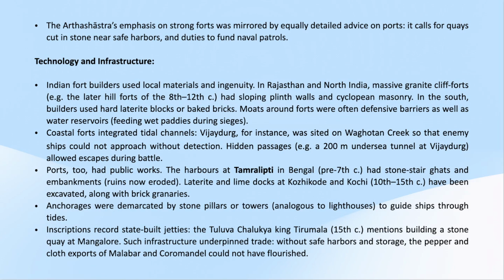The harbors at Tamralipti in Bengal had stone stair gates, and lime docks at Kozhikode and Kochi have been excavated along with brick granaries. Inscriptions record state-built jetties. The Tuluva Chalukya king mentions building a stone quay at Mangalore. Such infrastructure underpinned trade. Without safe harbors and storage, the pepper and cloth exports of the Malabar and Coromandel coast could not have flourished. So basically, these forts were not just centers of military infrastructure, but they also had a political and economic background to their existence.